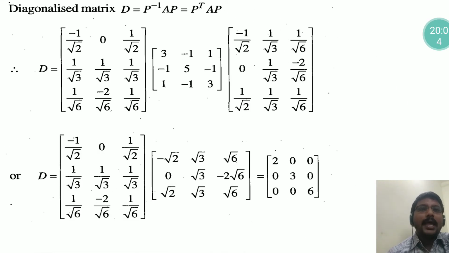Now we can define the diagonal matrix, which is obtained by multiplying the three matrices. The three matrices are P inverse, A and P, or P inverse is P transpose. Now we can multiply P transpose AP also to get the diagonal matrix. So here P is an orthogonal matrix, so that P transpose is P inverse. Now the diagonal matrix, which is obtained by multiplying these three matrices, thus we will have a diagonal matrix, that is matrix of 2 0 0, 0 3 0, 0 0 6.